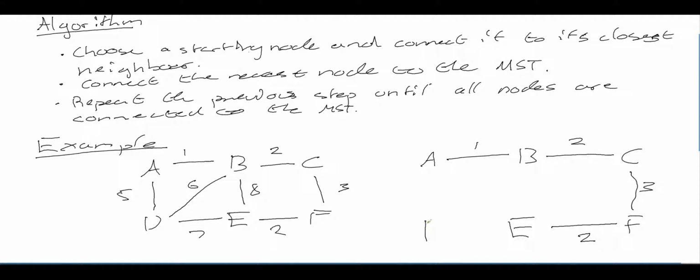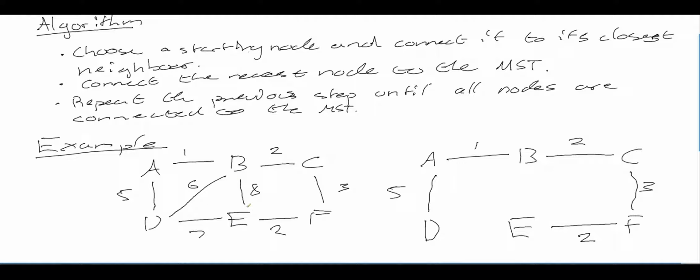And that's why it's really important to not just look at the edges that are connecting the node that you've just connected to the unconnected nodes. You have to look at the edges that are connecting all of the nodes that are currently in your minimum spanning tree to all of the nodes that are not currently in your minimum spanning tree in order to get the minimum total weight.